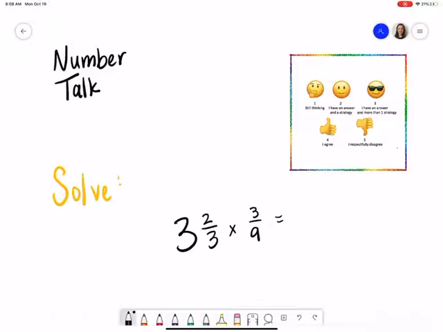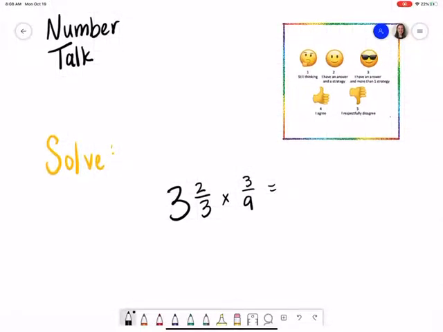Okay, so we're going to start off with this number talk. I want you to go ahead and pause the video and try to solve the equation below. We did this last week, so this shouldn't be new, but I want you to try to solve that. Okay, so now we're going to do it together.